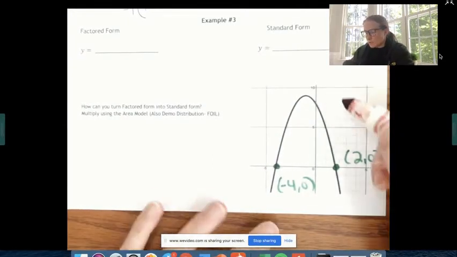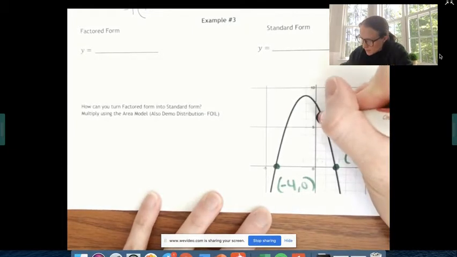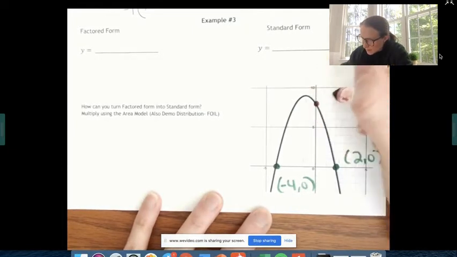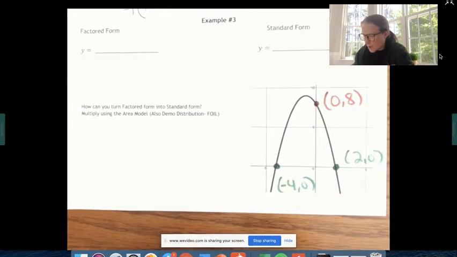Now I'm going to go to my y-axis. When I take a look at that y-axis, it goes 5, 6, 7, 8. So this one right here is (0, 8). There's my y-intercept.